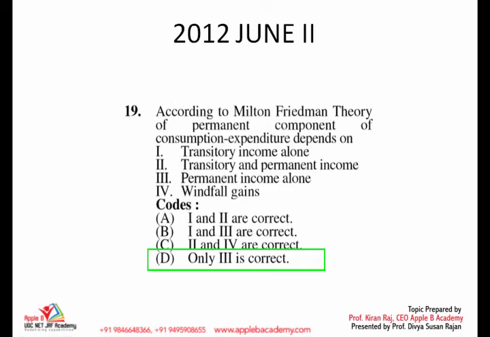However, note the point here, we are only asked a question with respect to the permanent component of consumption expenditure. So, we are not asked with respect to the permanent income hypothesis, even though one look at the question might lead us to think that we are talking about the permanent income hypothesis. So, the correct answer might seem to be 2, that is to say, transitory income as well as permanent income. However, we are asked only with respect to the permanent component of consumption expenditure, what it depends upon. So, it depends only upon the permanent income, because transitory income has no effect on the consumption spending of an individual in the long run. So, the correct answer to this question is D, that is only 3 is correct.